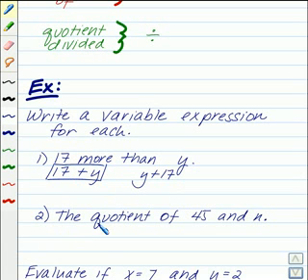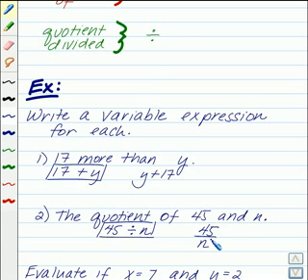Let's try number 2, the quotient of 45 and n. We can take 45, and quotient means we're going to divide by n. So here's our expression. 45 divided by n is the quotient of 45 and n. Another way we can write this is 45 over n, so we can write it as a fraction when we're working with algebra.